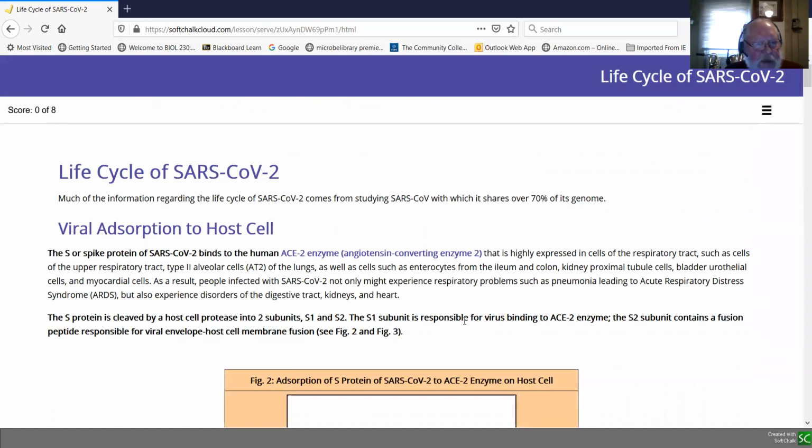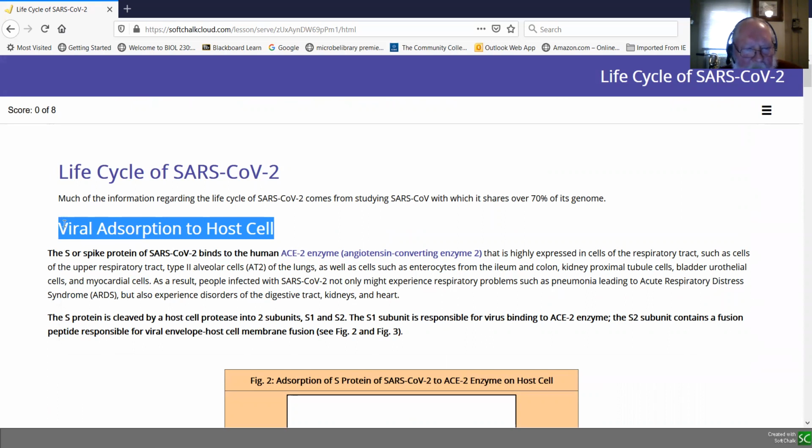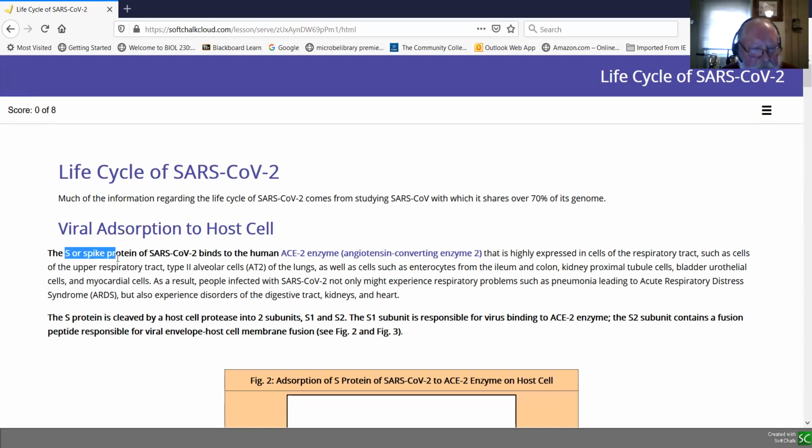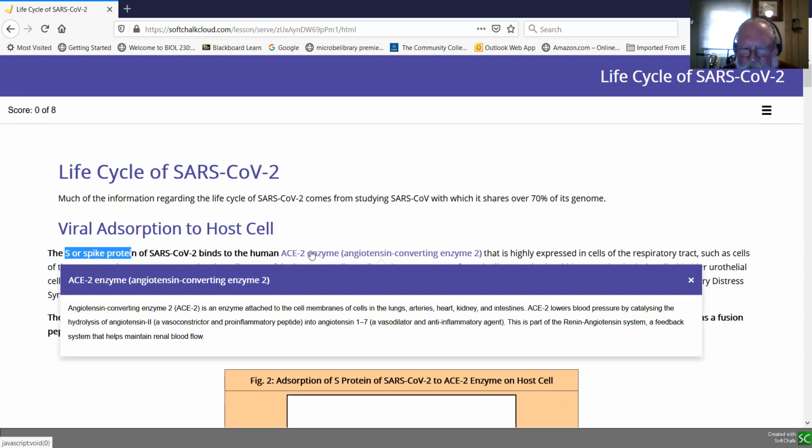So now let's take a look at the life cycle of SARS-CoV-2. As we learned when we talked about the productive life cycle of animal viruses, the first step in any virus life cycle is the virus adsorbing or binding to receptors on the host cell. If the virus can't adsorb to a host cell, it can't get in and it can't replicate. And this is the role, of course, of the S protein we mentioned, or spike protein sticking out of the envelope.